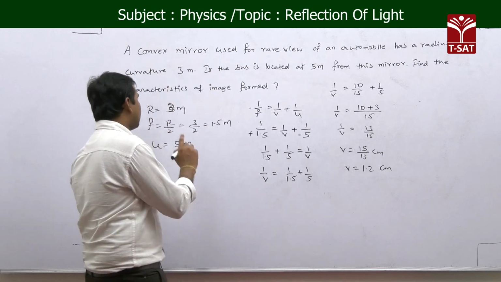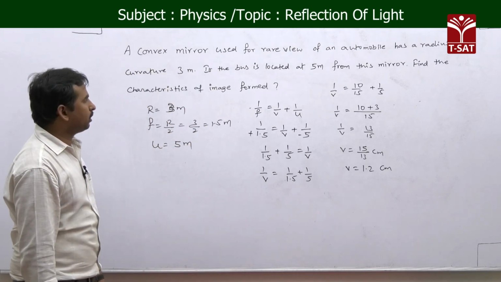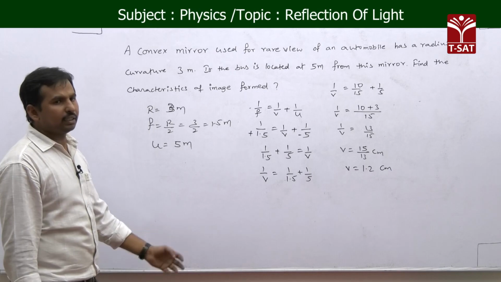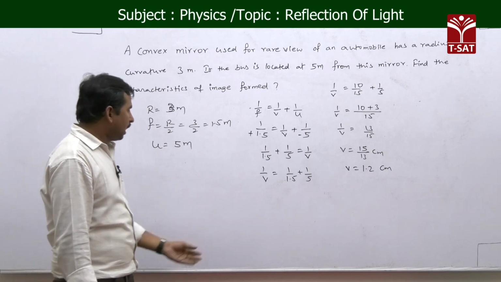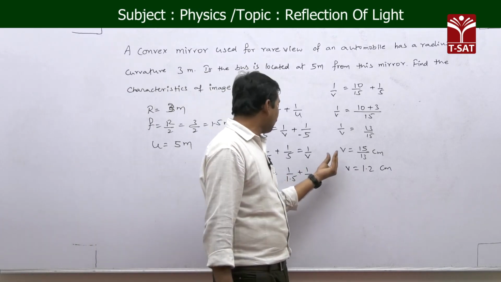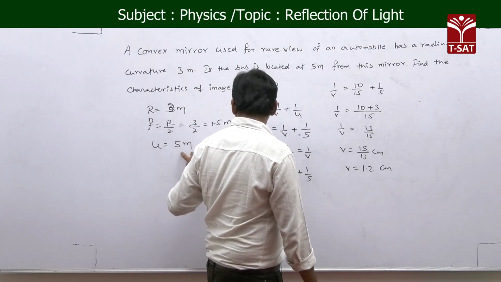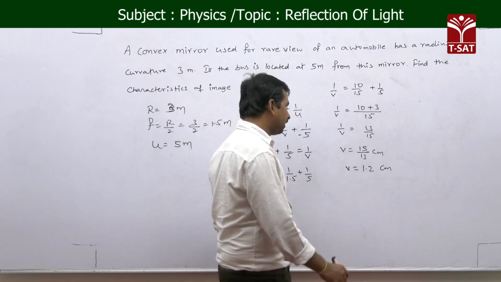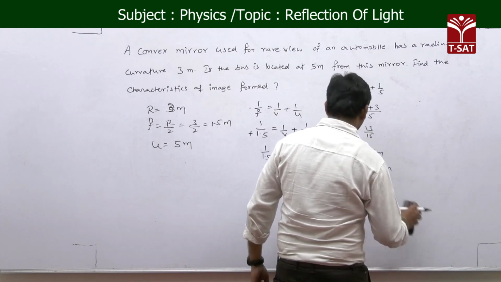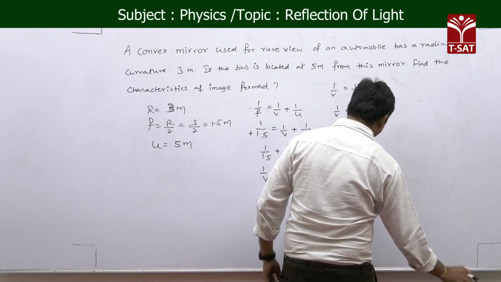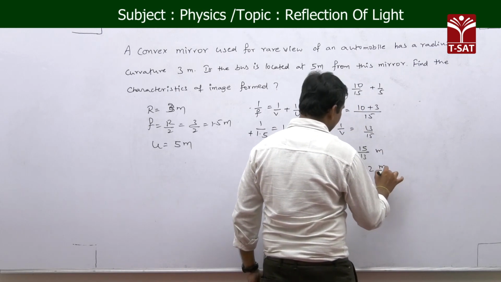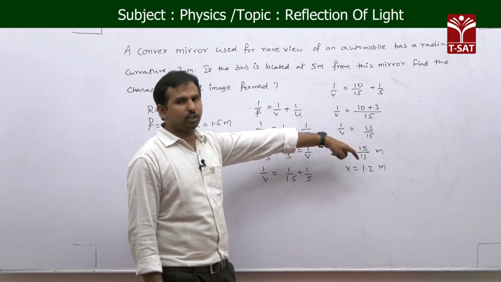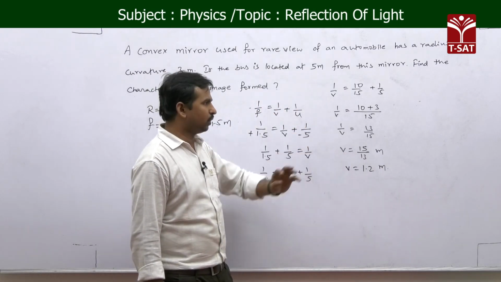Then actually here they are asking to find the characteristics of the image formed. We can get the characteristics of the image formed. The object distance is given here as 5 meters, and here we are getting the image distance as 1.2 meters. And that we got positive. As it is positive, the image formed here is a virtual image.